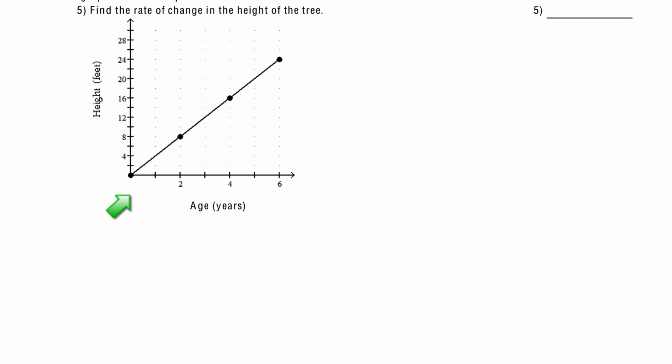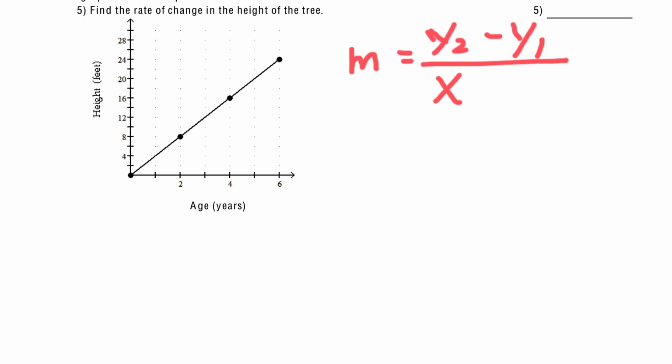Okay, so we've got to find the rate of change in the height of the tree. The rate of change is the slope, so we need to find the slope. We're given 4 well-defined points. This one here, this one, and this one. But all we need is 2 of them, because this is a straight line, so the slope should be exactly the same all the way along it. So we'll use our slope formula. Slope formula is m equals y2 minus y1 over x2 minus x1.